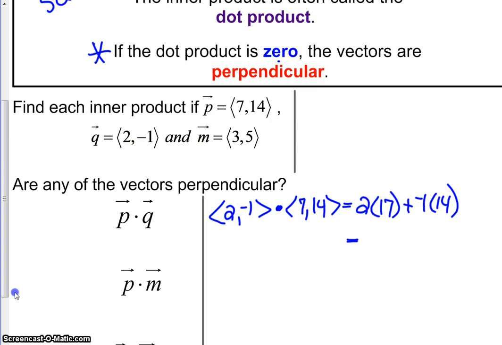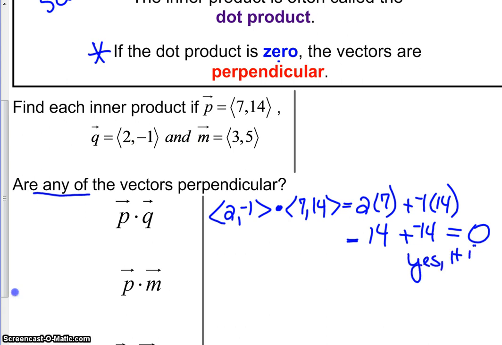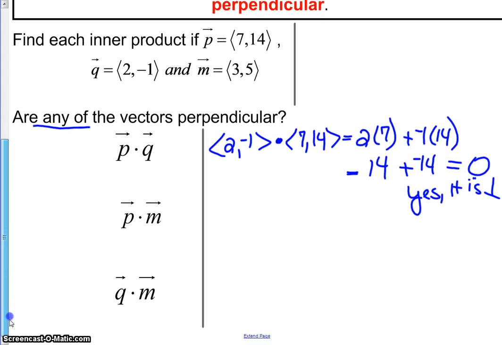So 2 times, I don't know where I got the 17, I apologize guys, it was 2 times 7. 2 times 7 is 14. -1 times 14 is -14, so that is a 0, okay? And the answer here was, are any of them perpendicular? Well, when the answer is 0, the answer is yes, they are perpendicular.